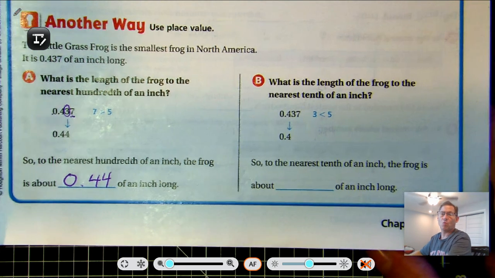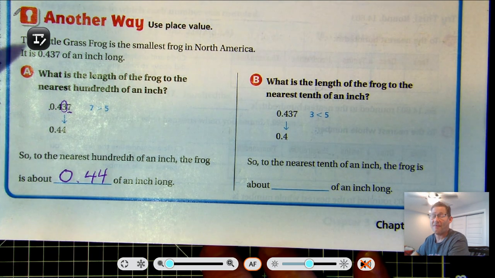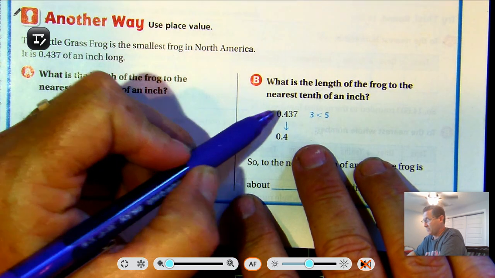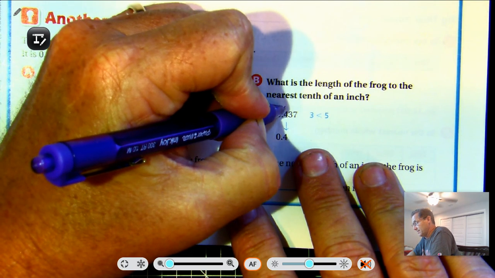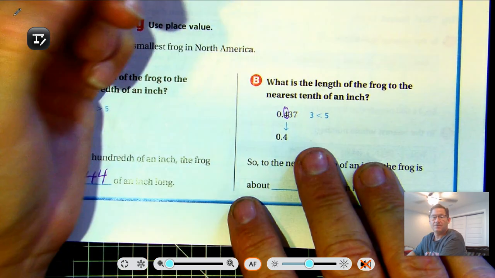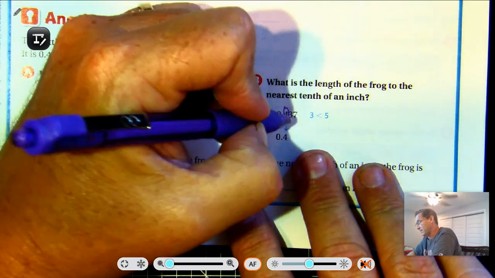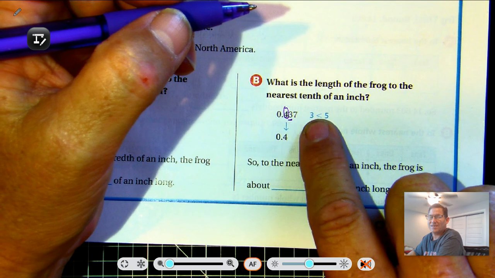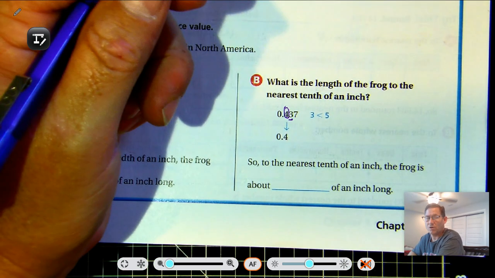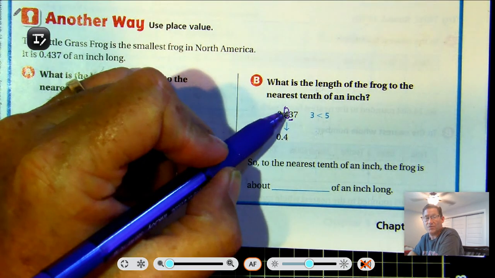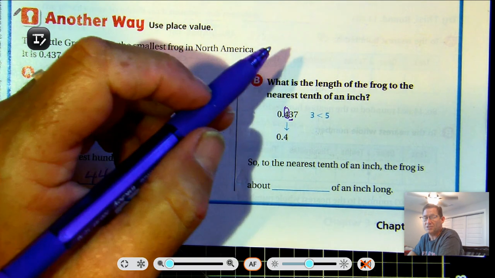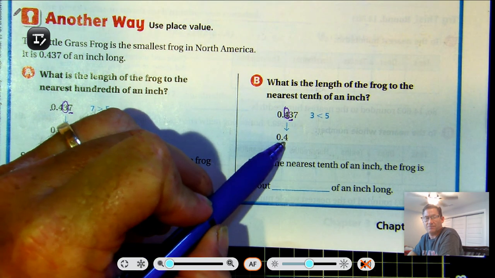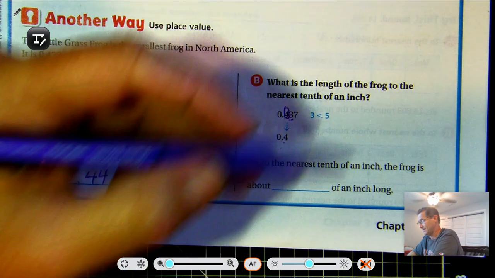All right, how about B? What is the length of the frog to the nearest tenth of an inch? Okay, well, we have the same number, but this time we want to round to the tenths. The 4 is in the tenths place, so we're going to look to the digit to the right. This time it's 3, right? Well, 3 is less than 5, so we're going to round down, which means keep the value the same and drop off all the digits after the place we're rounding to. So we're rounding to the tenths, so we're going to stop there. We're just going to say 0.4, 4 tenths.